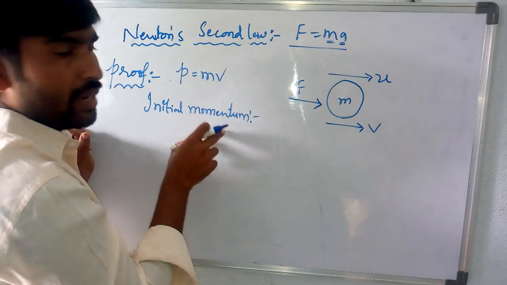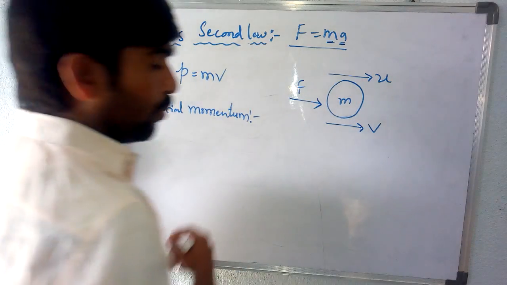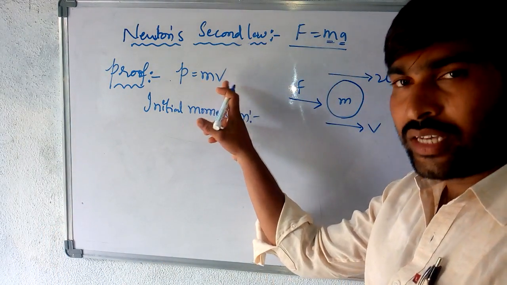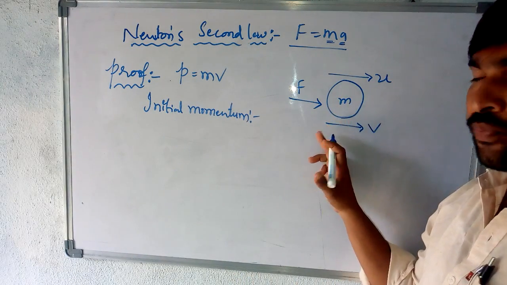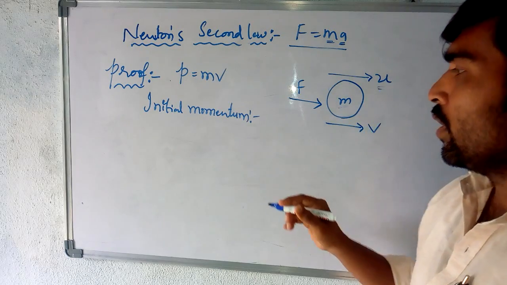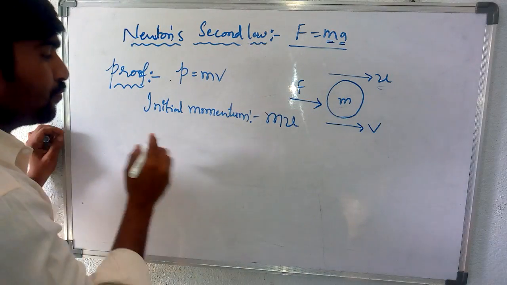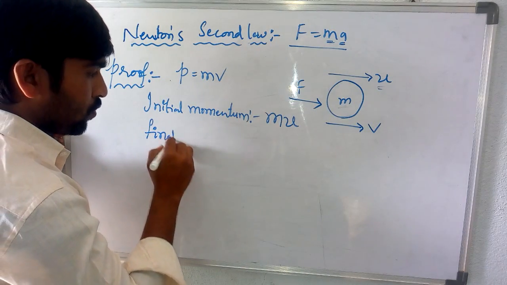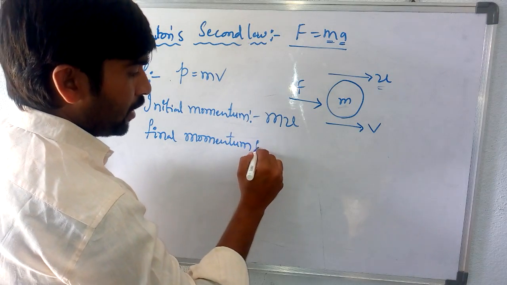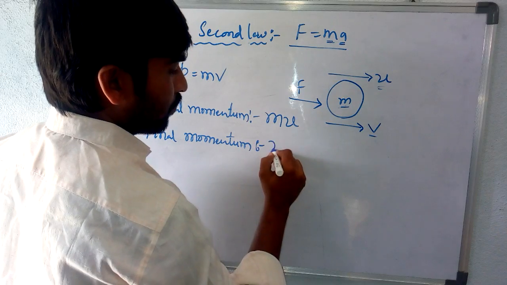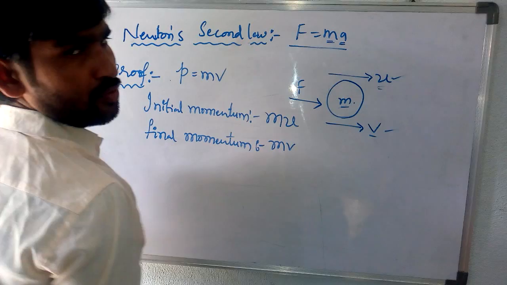P is momentum, equal to the product of mass and velocity. What is the initial momentum of a body? The initial momentum is m u. And the final momentum becomes m into v. m is constant here, the velocity will be different.